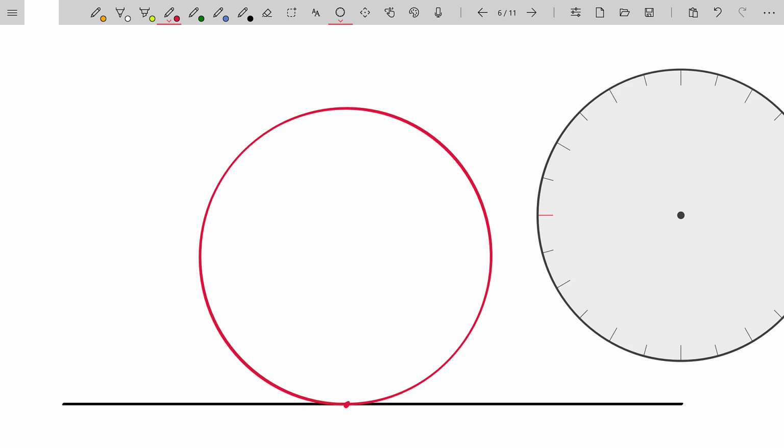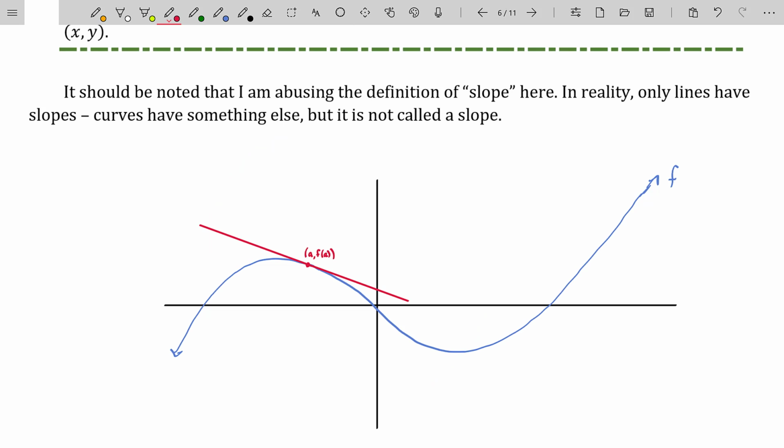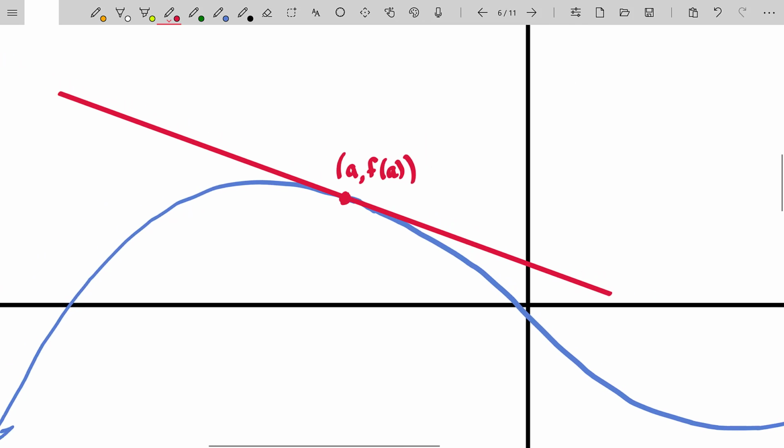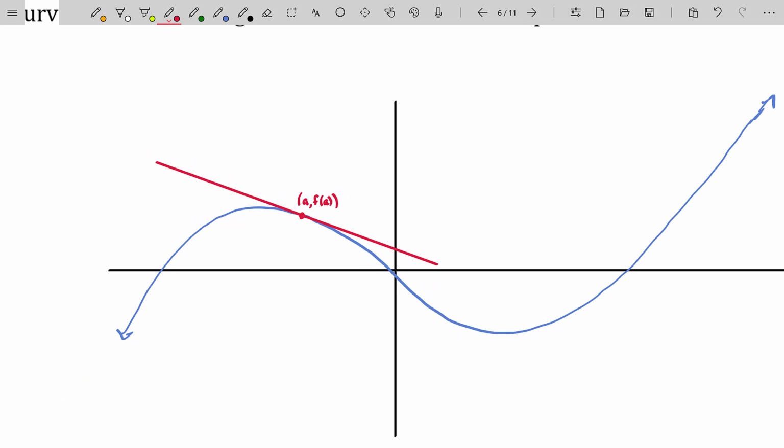That is actually true. Now, it should be noted that I am abusing the definition of slope here. In reality, only lines have slopes. Curves do not have slopes. They have something else, but it's not called a slope. So when I say, oh, the tangent line is the line that has the same slope as the curve does at that point a comma f of a, that's a little bit of an abusive notation or wording because, again, curves technically do not have slopes. Lines do. Now, our job is to recreate the tangent line by using a little bit of ingenuity.